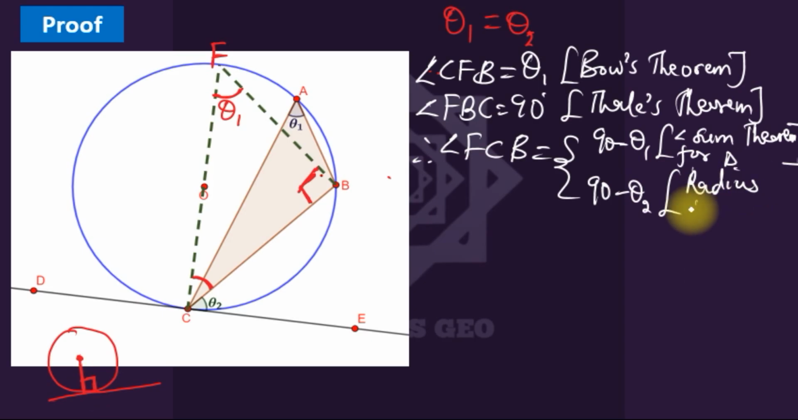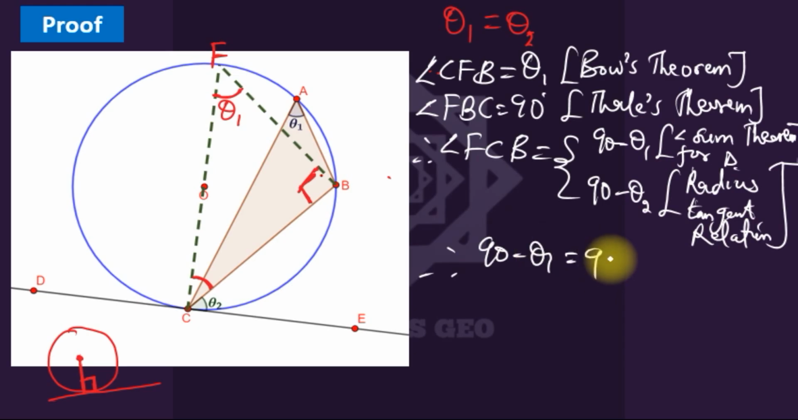With that, since angle FCB is 90 minus theta 1 and is also 90 minus theta 2, this implies that 90 minus theta 1 is equal to 90 minus theta 2. Therefore, theta 1 is equal to theta 2. So we've proved that.